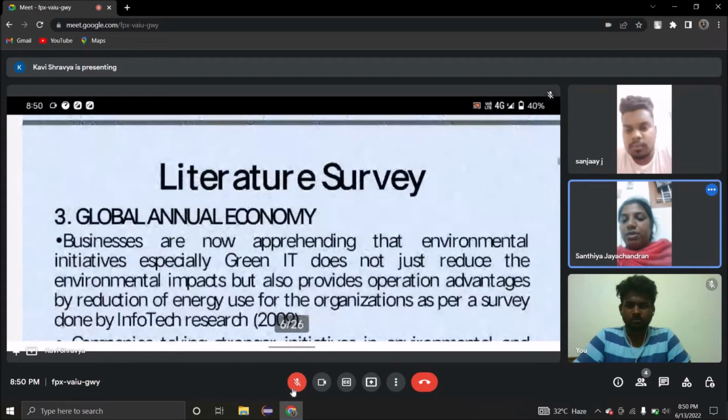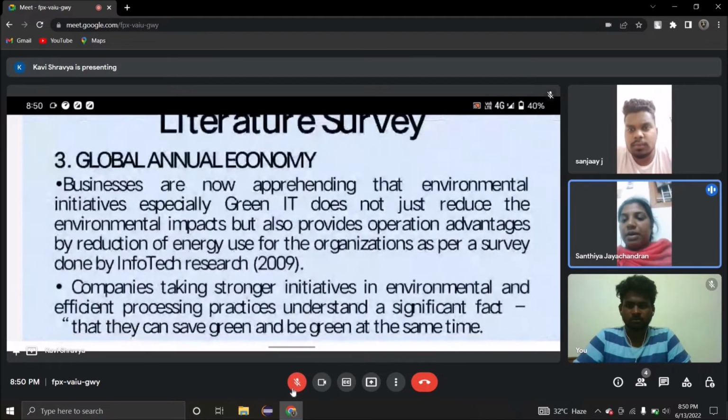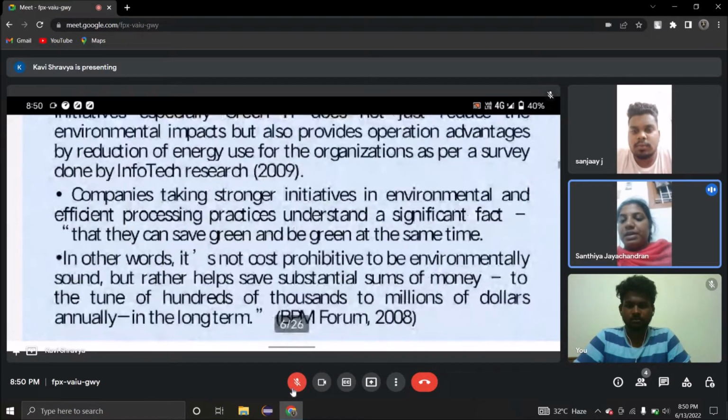And the third one is global annual economy. Businesses are now apprehending that environmental initiatives, especially Green IT, do not only reduce the environmental impact. Companies taking stronger initiatives in environmental and efficient processing practices understand a significant fact.